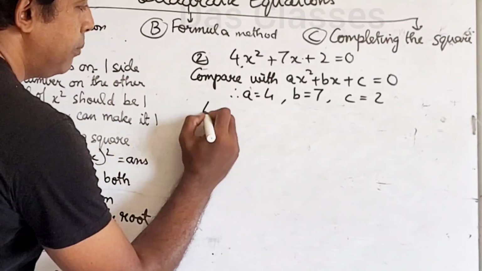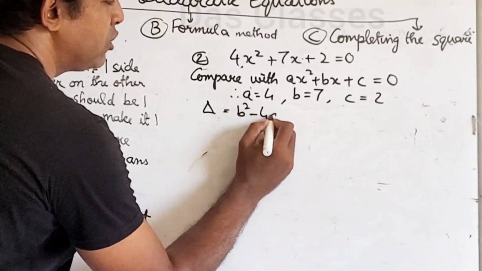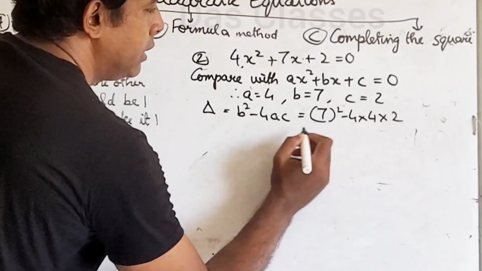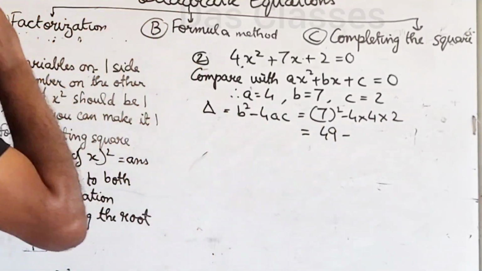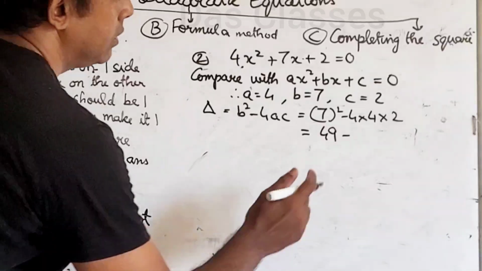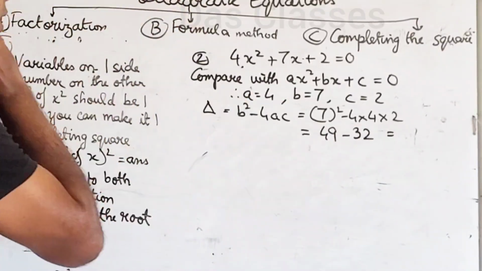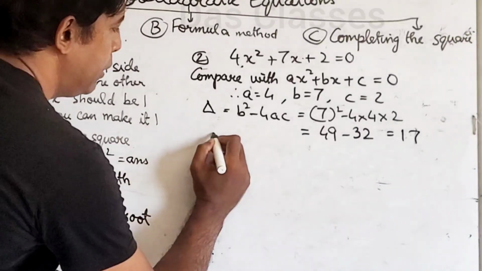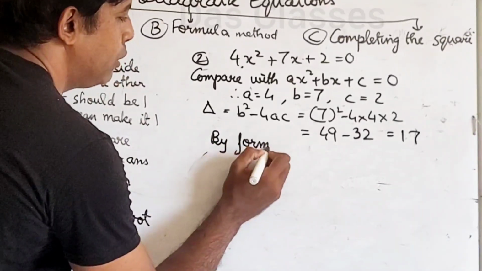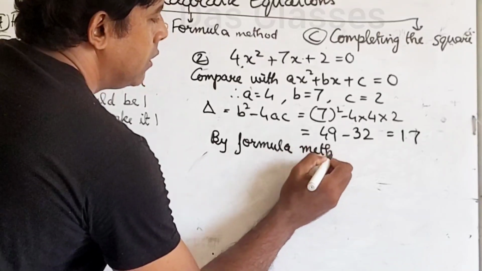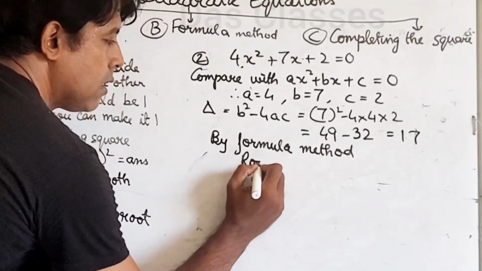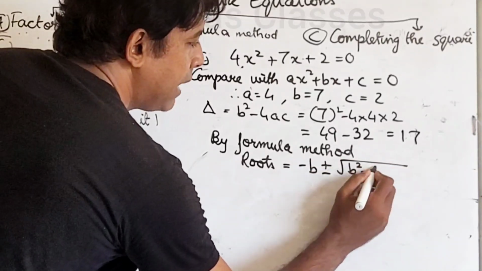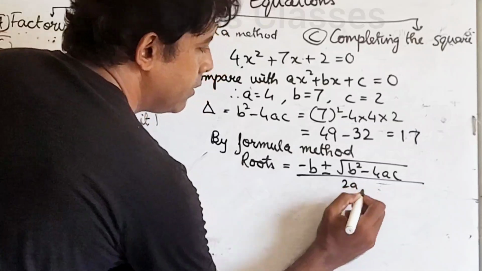After that, we'll find out the discriminant. Discriminant is b square minus 4ac. So b is 7 square minus 4 into 2 into 2, that is 49 minus 32. So that will come to 17. Now by formula method, what's the formula method? By formula method, roots are minus b plus minus root b square minus 4ac upon 2a. So just substitute in that.